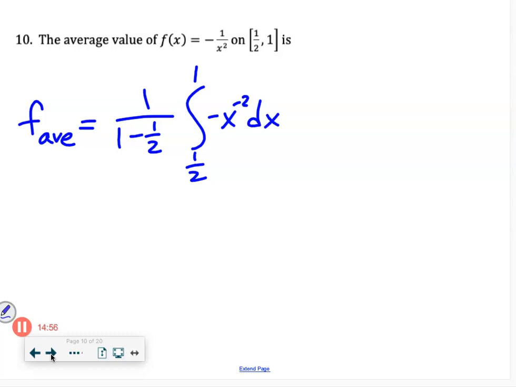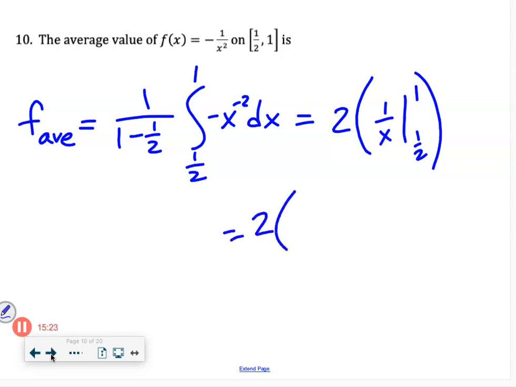Okay, so when you anti-differentiate this, you do a power rule. Since you get x to the negative first divided by negative 1, you end up with positive 1 over x, right? So this guy, this is just 2, right? All right, 2 times 1 over x from 1 half to 1. So you get 2 times 1 minus 2, or negative 2.